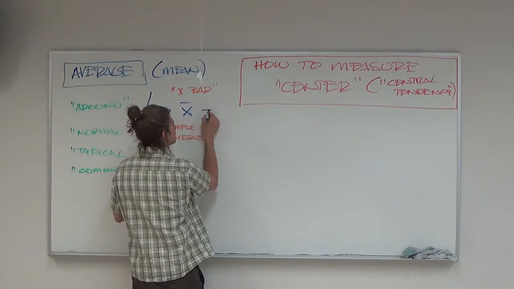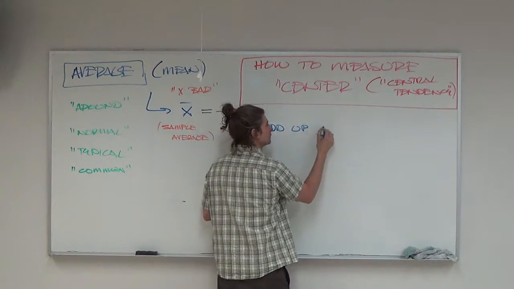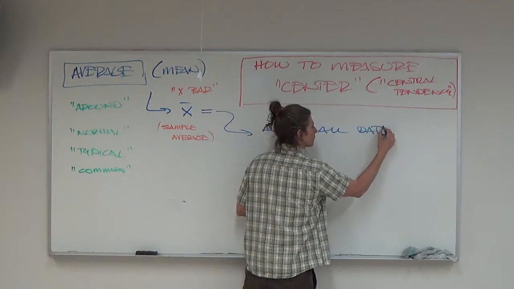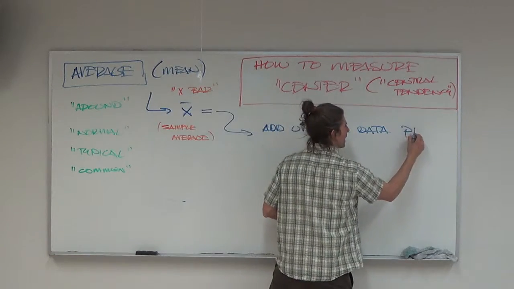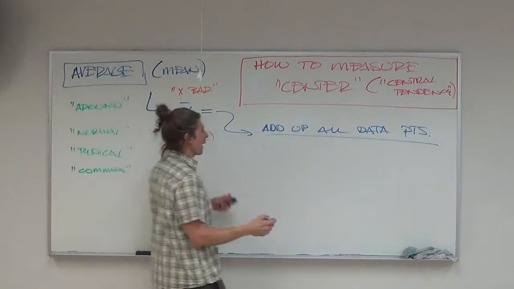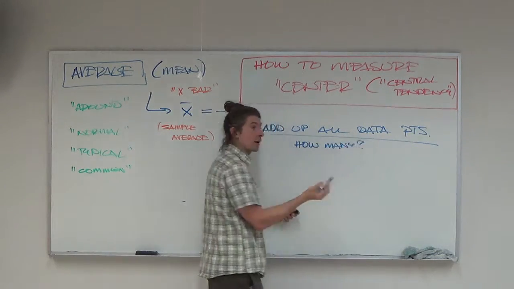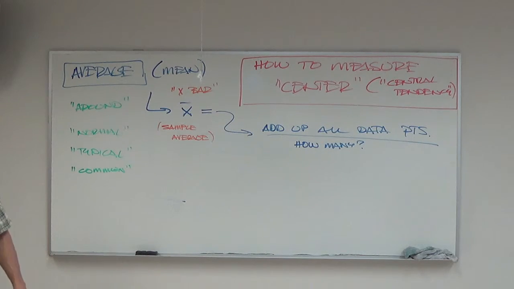And I love what John and Richie mentioned earlier. Their definition of the sample average was add up all the data points, and then divide by how many. And that's great. It's also crappy mathematics to write it like that, because I'm fusing English and math together, and that's kind of a dangerous place to live.